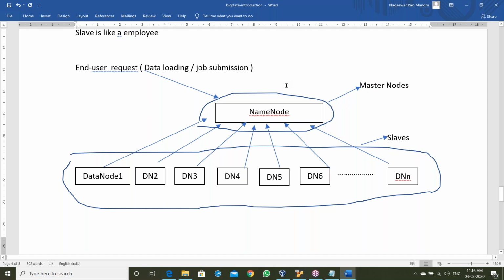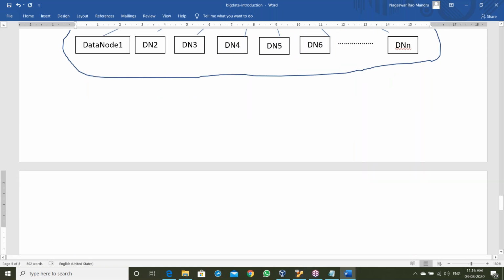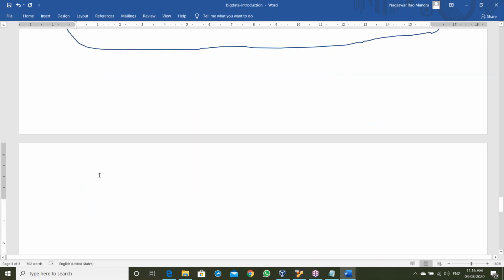Let us see data loading. Let me take a copy of this cluster here. First, data loading request, data storage. This is the client's end-user request, data loading or job submission. How is data distributed and stored? First, data storage: how is the data stored?